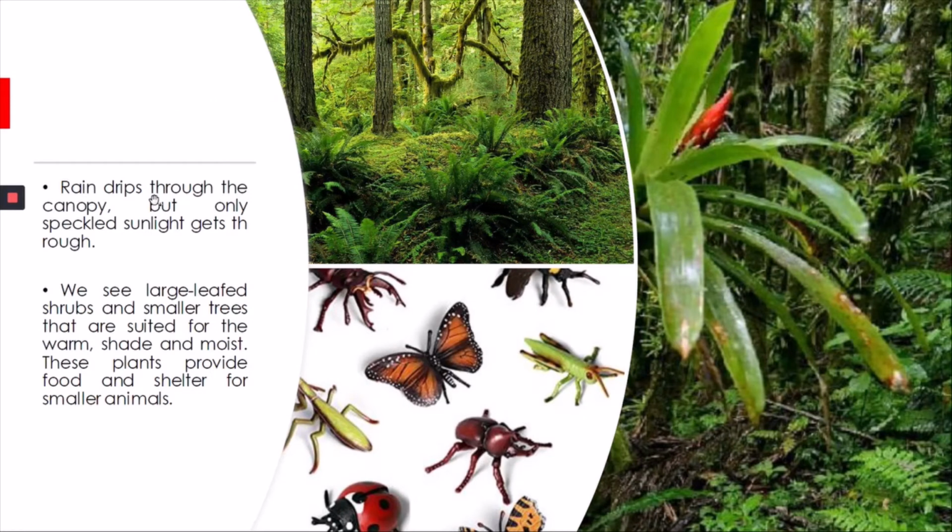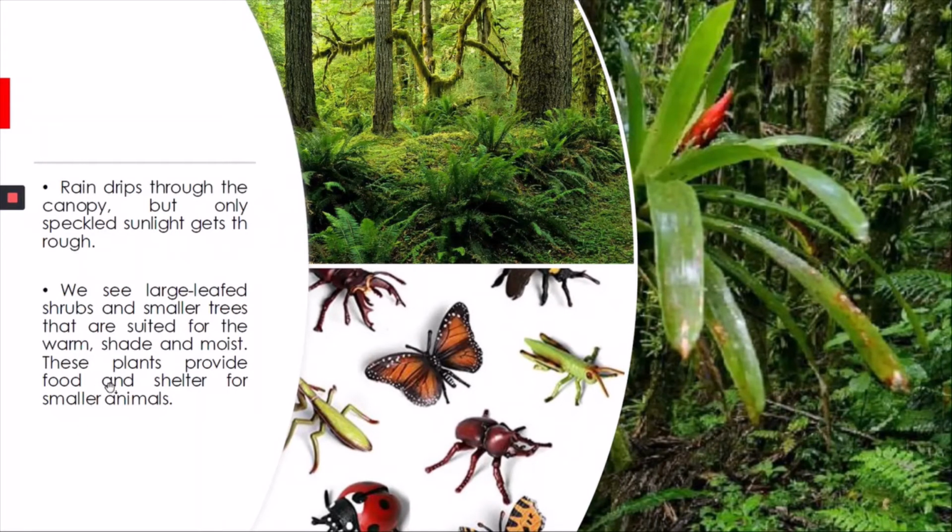Rain drips through the canopy, but only speckled sunlight gets through, which means you have a lot of sunlight at the top, but just a little sunlight at the understory, okay? We see largely shrubs and smaller trees that are suited for the warm, shade, and moist, okay? Here at the understory, it's much warmer, much shadier, and much moister. We have a lot of water there, not much sunlight, so only a few plants can be there. Normally they are special plants.